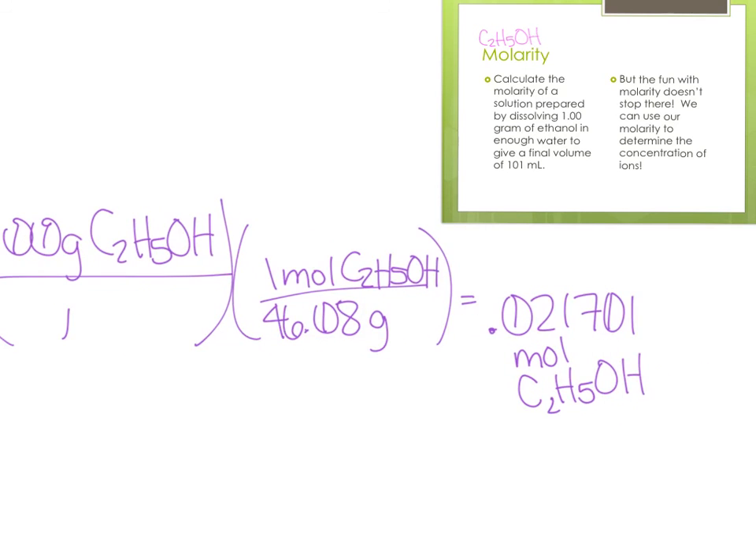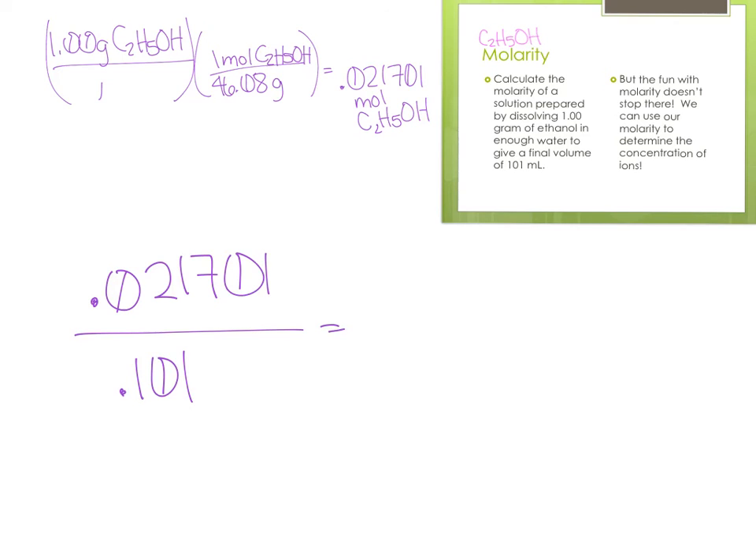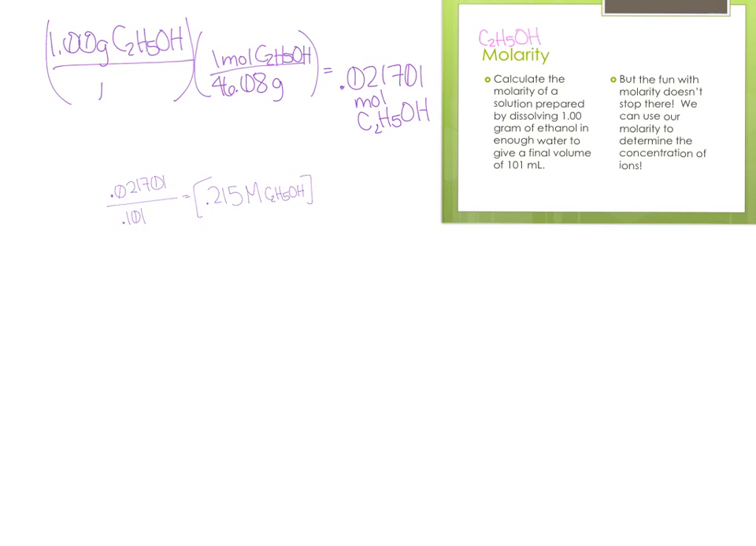All right, now we have to convert. We have 101 milliliters. How many liters is that? 0.101. So now I'm just going to put 0.021701 divided by 0.101. And what do you end up with? Capital M. So molarity is pretty easy to work with.